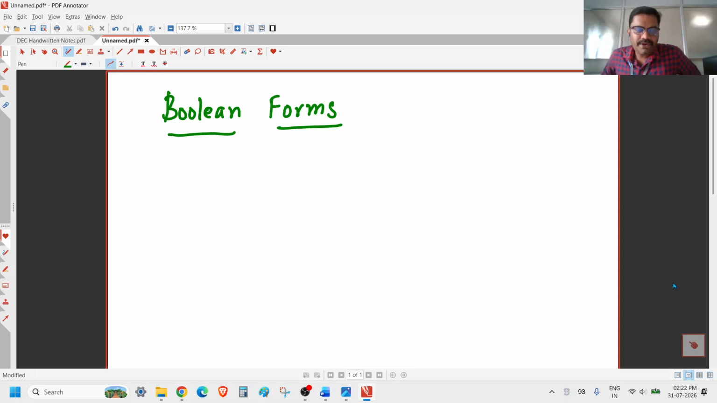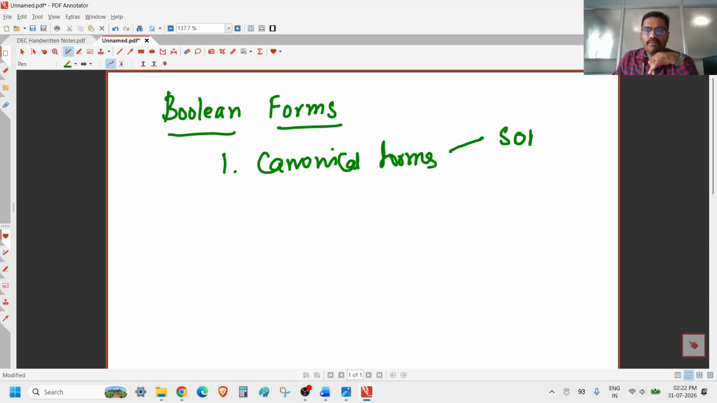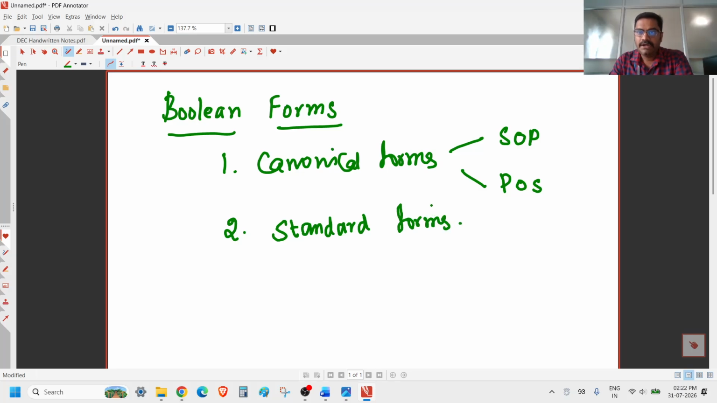Okay, so for today's session, we are going to discuss the Boolean forms. Generally, there are two types of Boolean forms. The first one is canonical forms, that is SOP and POS, the sum of product form and product of sum form. And the second one is standard forms. In standard form also both are applicable, that is SOP and POS. So we'll see one by one.